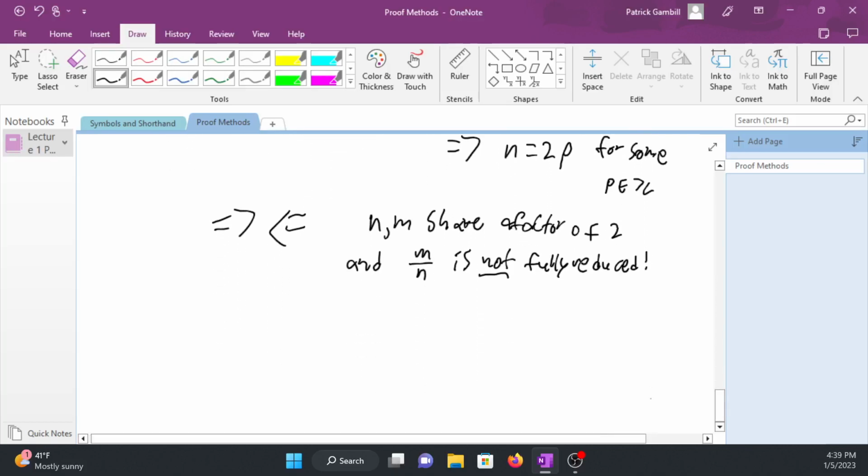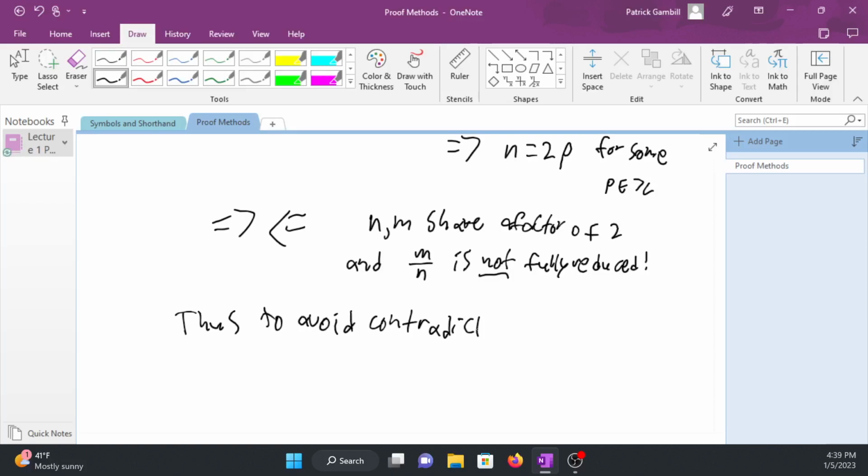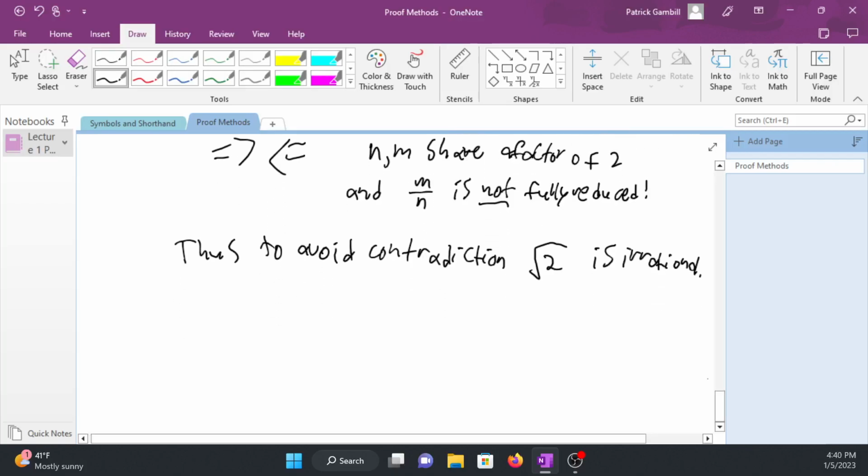So then we would state, thus, to avoid contradiction, the square root of 2 is irrational, because if it were rational, we would run into this contradiction with the relatively prime part.